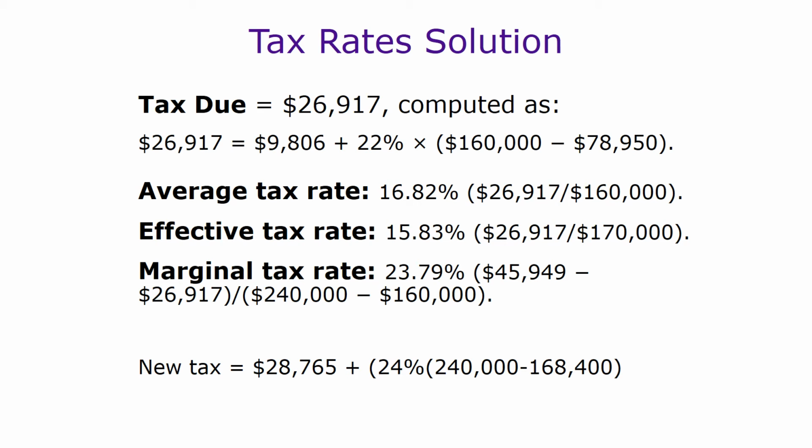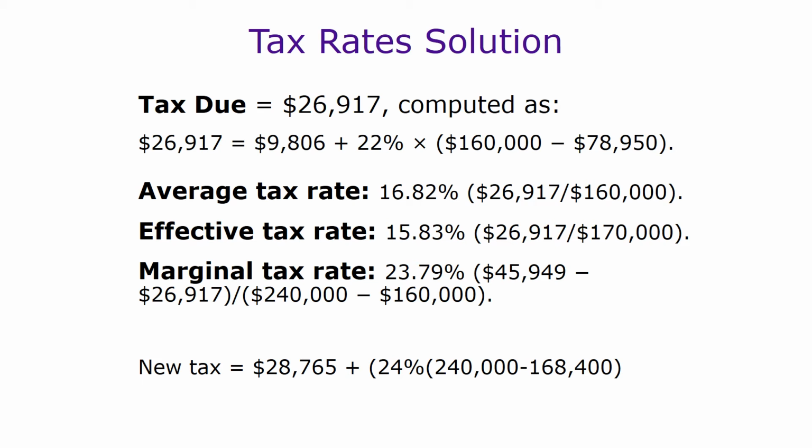The next, let's say $58,000, $50,000 is taxed at 12%. That next bracket down. And then the amount above 78,950 is being taxed at 22%. So their average tax rate will always be lower because some of their income was taxed at lower percentages. In this case, 16.82%.